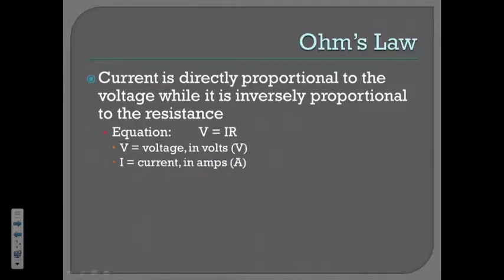Current is represented with the letter I, and the units are amps, the letter A. Just got to remember that pretty much. Current I, units A for amps. And R stands for resistance, measured in ohms, which is that omega.